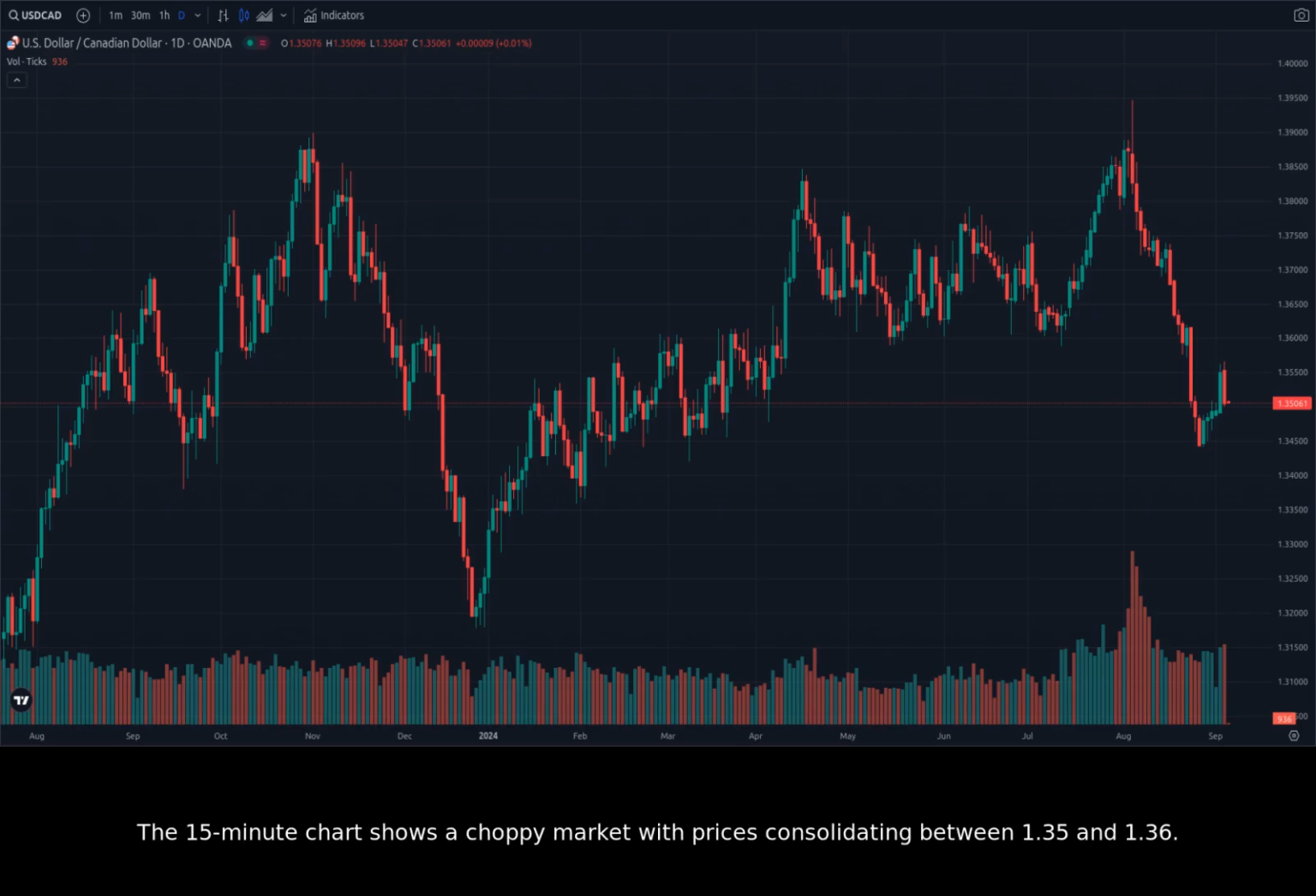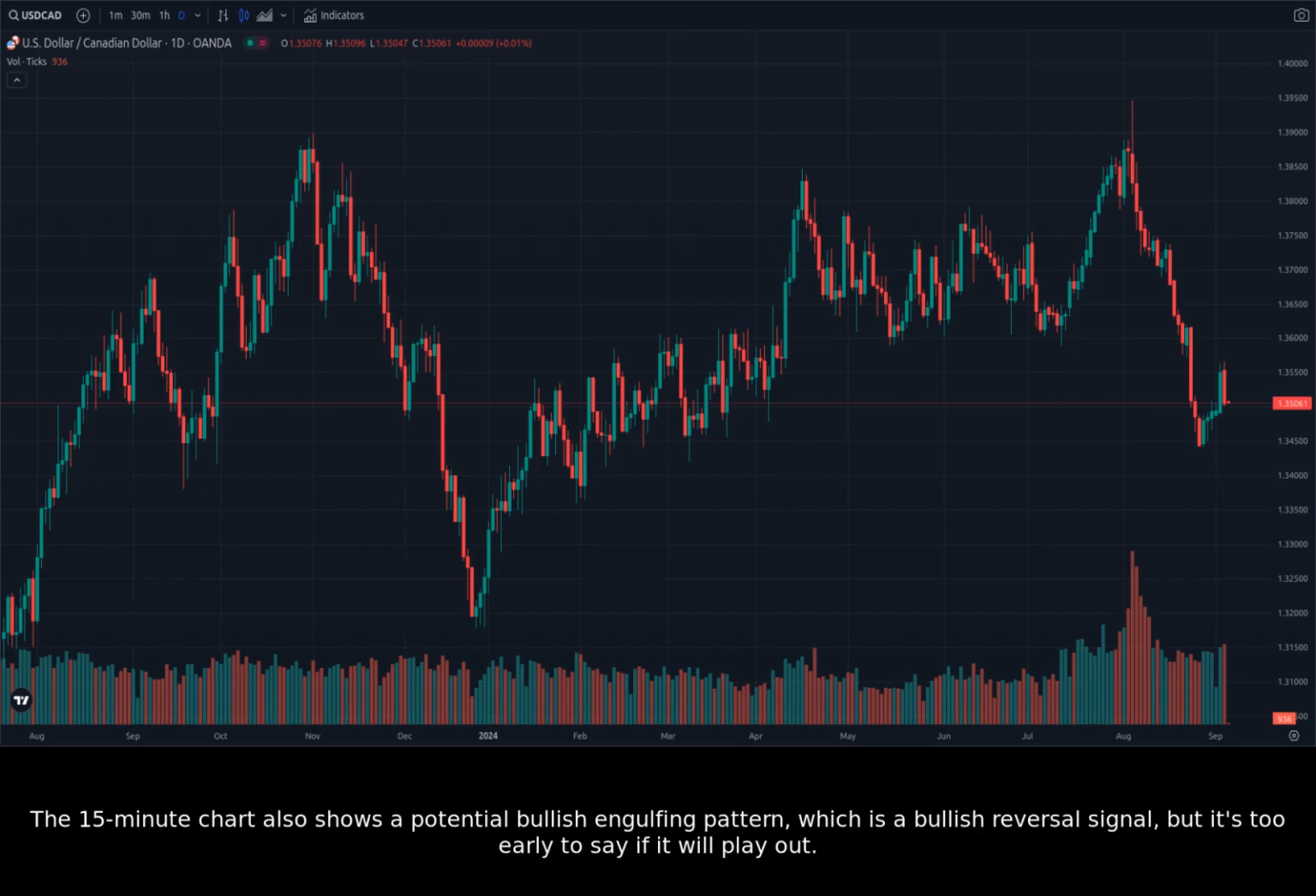The 15-minute chart shows a choppy market with prices consolidating between 1.35 and 1.36. We're seeing a lot of back-and-forth action, but no clear direction is emerging. The 15-minute chart also shows a potential bullish engulfing pattern, which is a bullish reversal signal, but it's too early to say if it will play out.